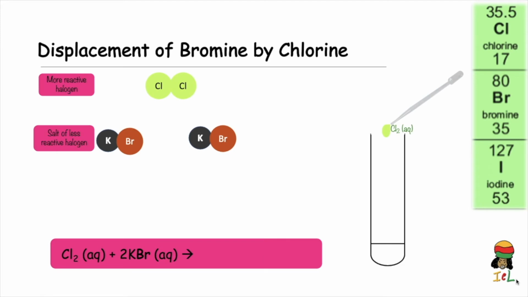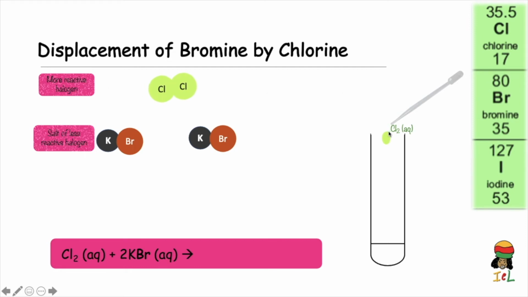We will now take a closer look at the displacement of bromine by chlorine. This animation will be twofold. To the left of our screen, we will observe changes that occur at the atomic level between the reactants, and to the right of the screen, the changes we would observe when performing the experiment. In this experiment, we have 2 reactants: chlorine water, which is a very pale green solution, and a colorless solution of potassium bromide. Note that potassium bromide is the metal halide, or the salt of the less reactive halogen, and of course chlorine is the more reactive halogen.